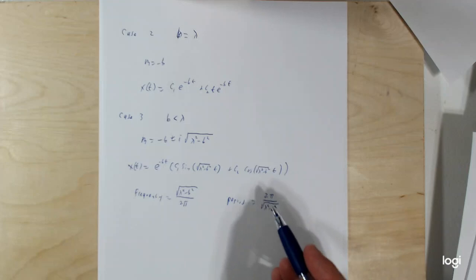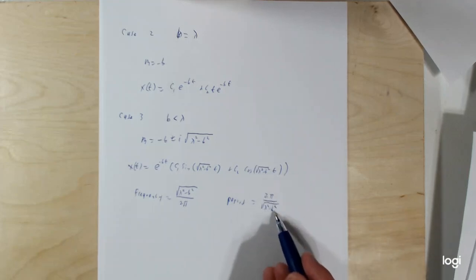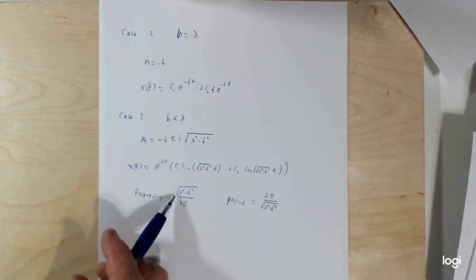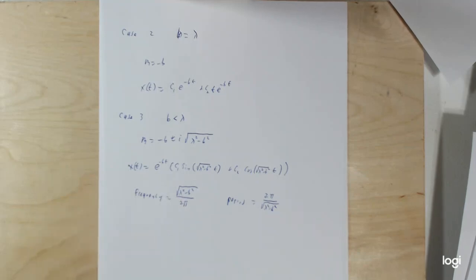Our period ends up being longer because we take lambda squared and we subtract the b squared down here, so we have a smaller number in the denominator, which makes the fraction bigger, so it takes longer to get through a cycle, which makes sense, or the number of cycles per second goes down. Okay, so that's frequency. So frequency, again, is going to go down.